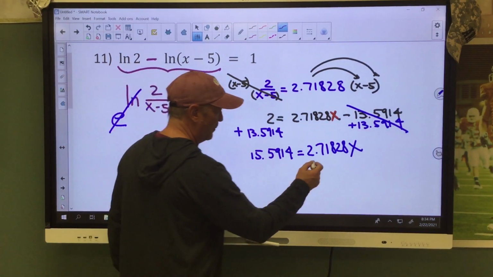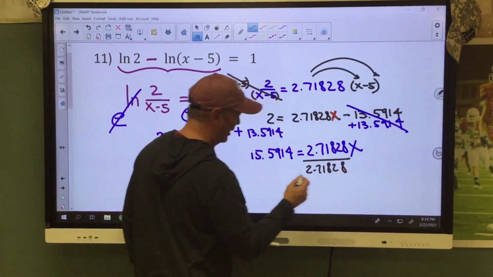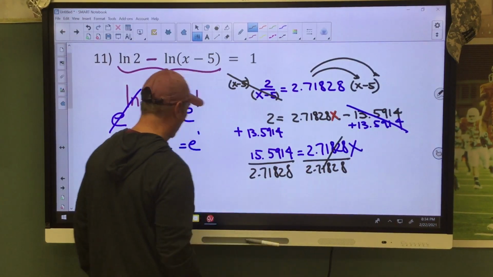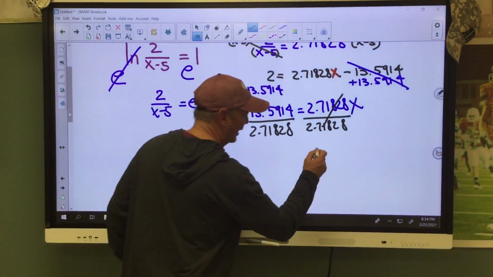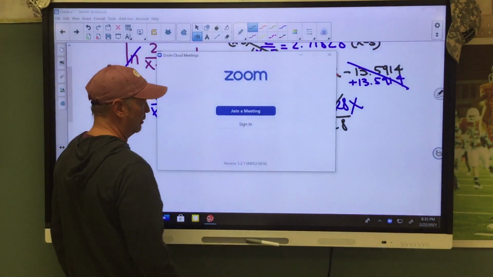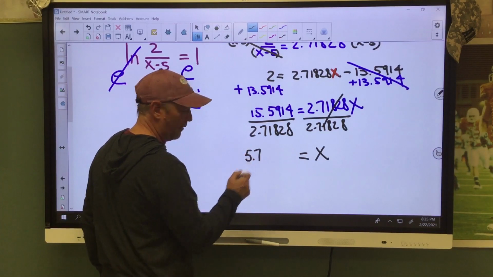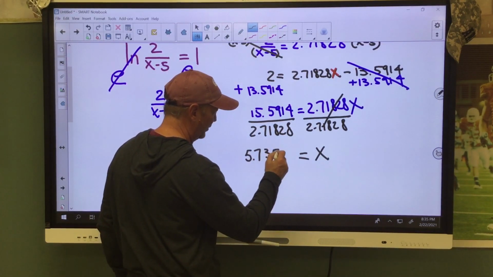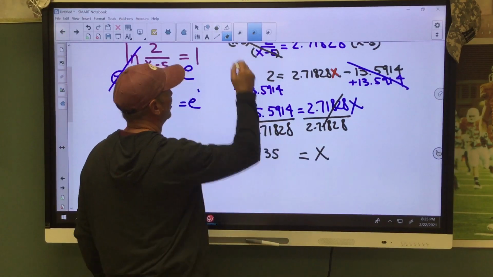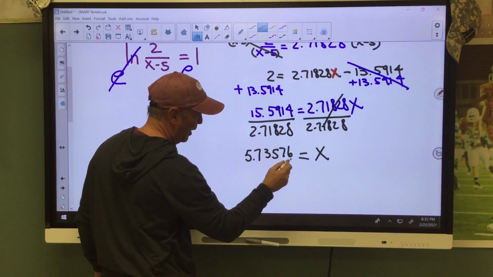Now, you're going to divide. We're going to divide by 2.71828 divided by 2.71828. This is going to cancel, and we're going to get x equals, when you put this in your calculator, 15 divided by 2.71, you're going to get, excuse me, sorry, you're going to get 5.73576. We're going to count: 1, 2, 3, 4, 5.